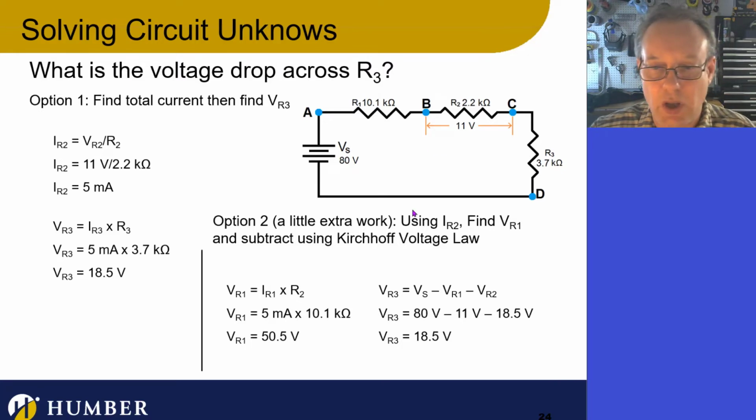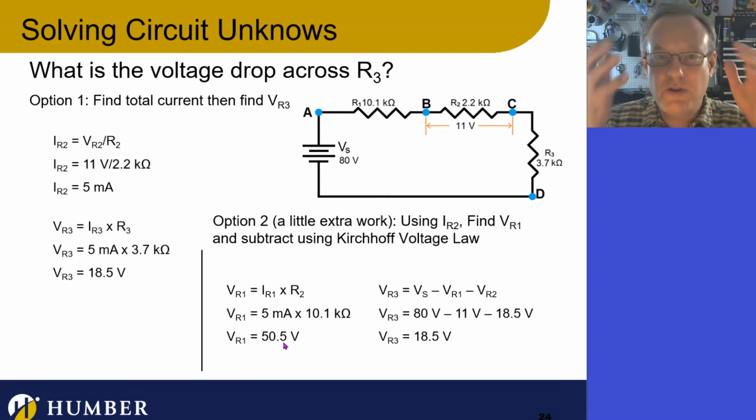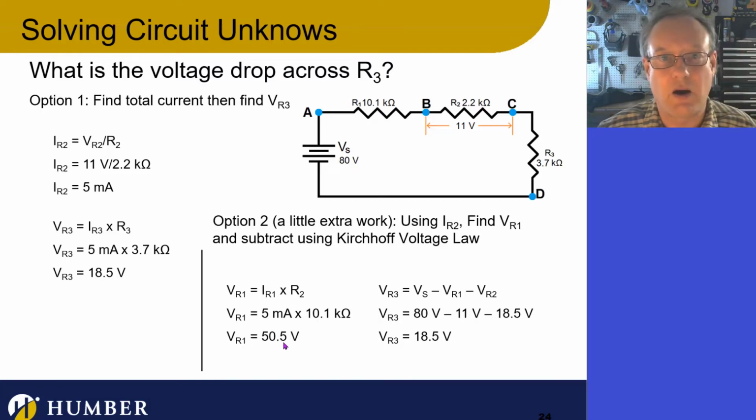Okay, here we go. So I'm using IR2 to find VR1. I'm just going to use Ohm's law here. I'm going to apply all the values for R1, specifically using Ohm's law, and I'm going to find out that the voltage drop across R1 is 50.5 volts. That's actually a second step, because to do this I have to calculate the current in the first place, through R2, and then I use it for R1.